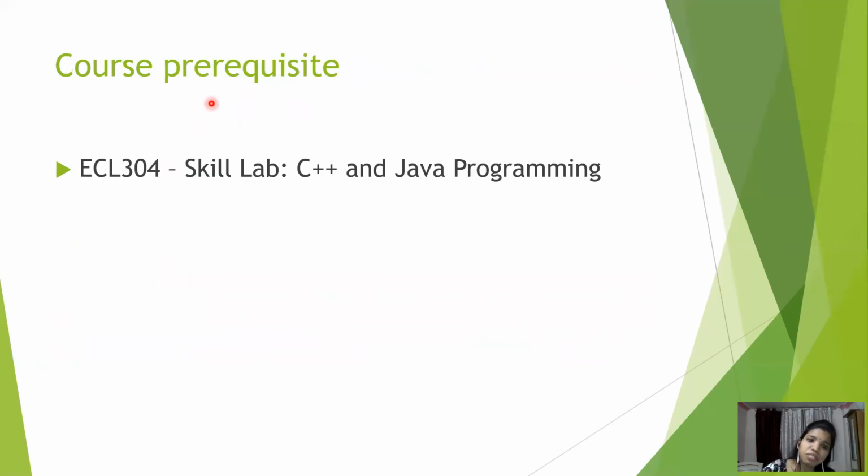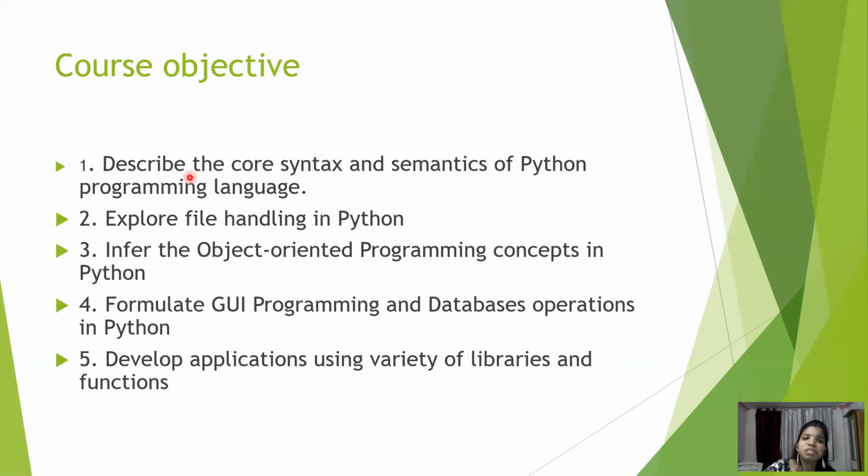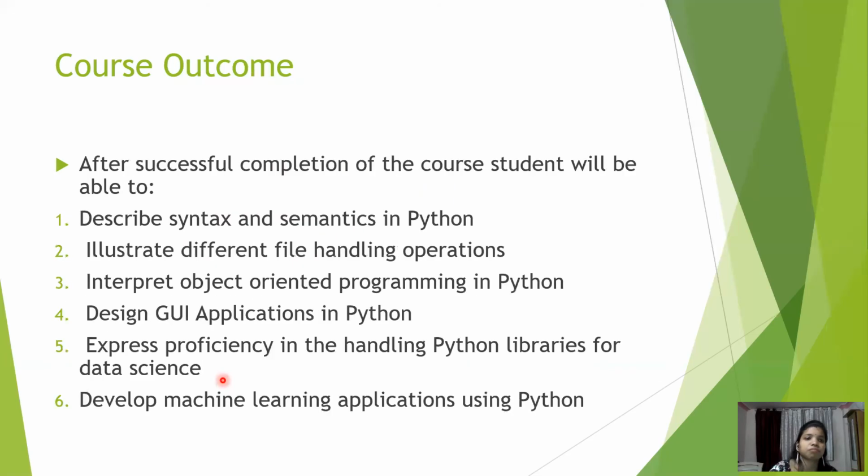Okay, prerequisite subjects: you have learned in the previous semester skill lab, or you will have the knowledge of C, C++, Java programming. Objective is just to understand the syntax properly, the semantics of Python properly. You can understand all the functions, you can handle the files, you can learn the programming well, you can do interfacing, and you can learn the libraries very well, and you can develop any application related to it.